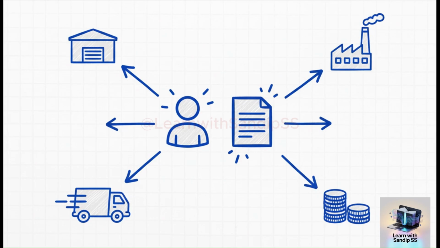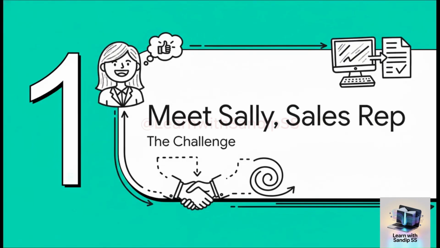That's right. The entire massive order-to-cash process, from the folks in the warehouse all the way to accounting, is set in motion by just one person creating one single document. To really get this, let's meet Sally. She's a sales rep, and she just closed a big deal. The customer's thrilled, she's thrilled, but now the real work actually begins.